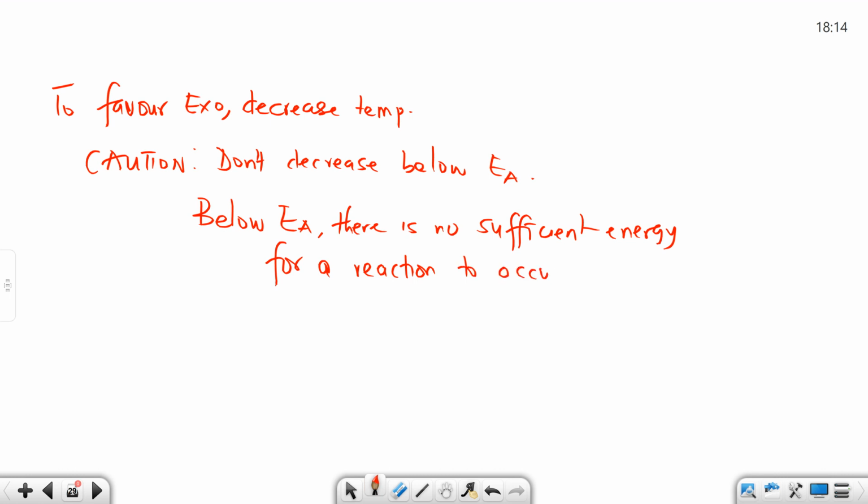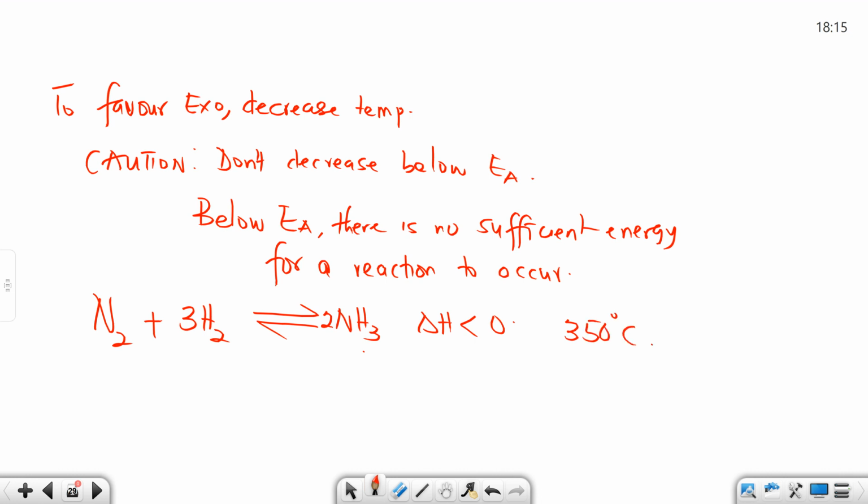I hope that you see here, examiner is checking. Do you know what activation energy is? Is that okay? We reduce, but when we reduce, it must not be below activation. For example, I remember that the production of ammonia is actually exothermic, all right? But to maximize the yield of ammonia, the optimum temperature is 350 degrees Celsius. That's the optimum. So an examiner would ask you, in order for us to increase the yield of ammonia, what should we do? We decrease what?